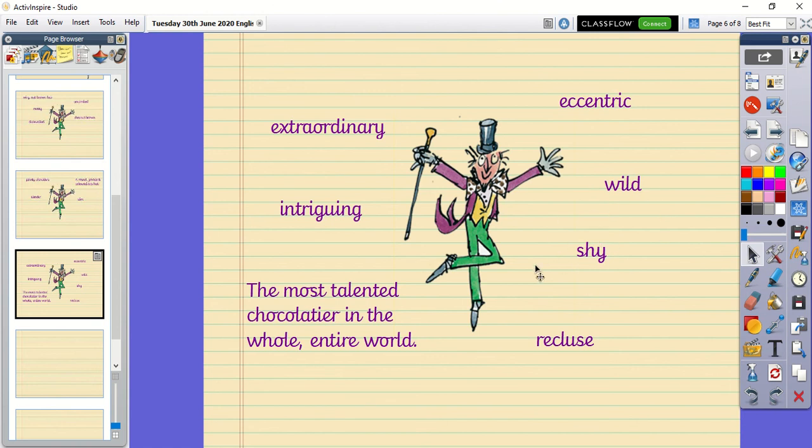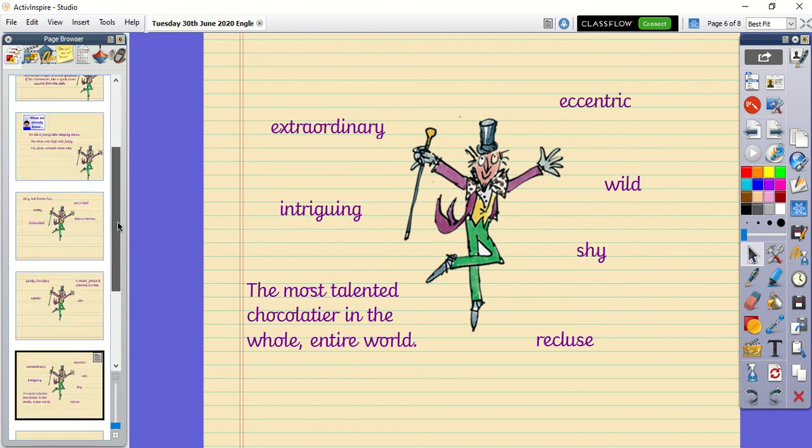He's a little bit shy because he hasn't seen anybody for a long time. Therefore, he is a bit of a recluse because he hasn't come out of his chocolate factory for those, I think it's been 10 years, hasn't it? He's stayed in there. That's what a recluse means, where he doesn't come out of somewhere. However, we do know that he is a very intriguing man and that he is the most talented chocolatier in the whole entire world. Okay, so there are more of his personality traits.